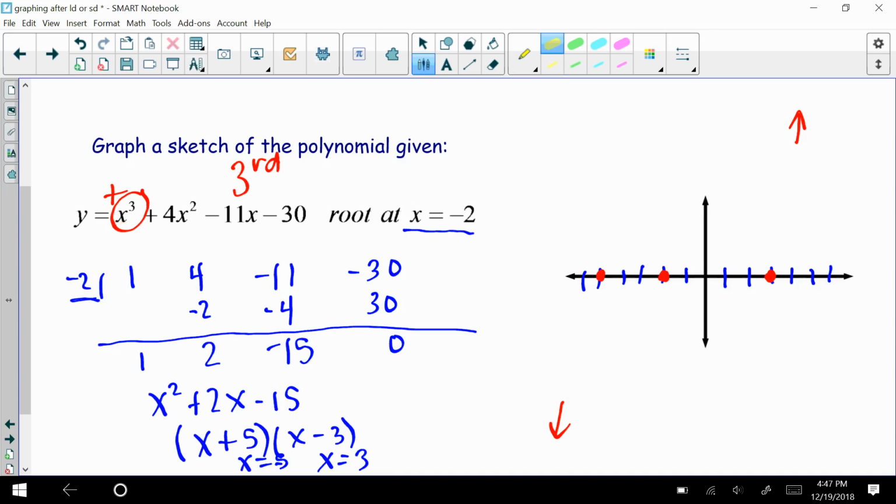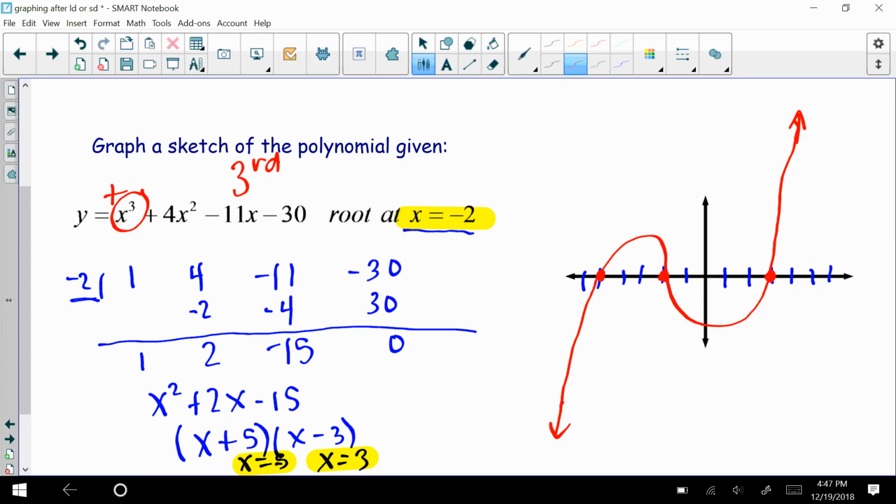So here I'm going to highlight my 3 roots that I have. And none of them are repeats of each other, which means none of them are double roots. So we have all singles. And singles just go right through the axis on all of them. So I'm going to just kind of draw my roller coaster straight through and connect to my arrow at the top.